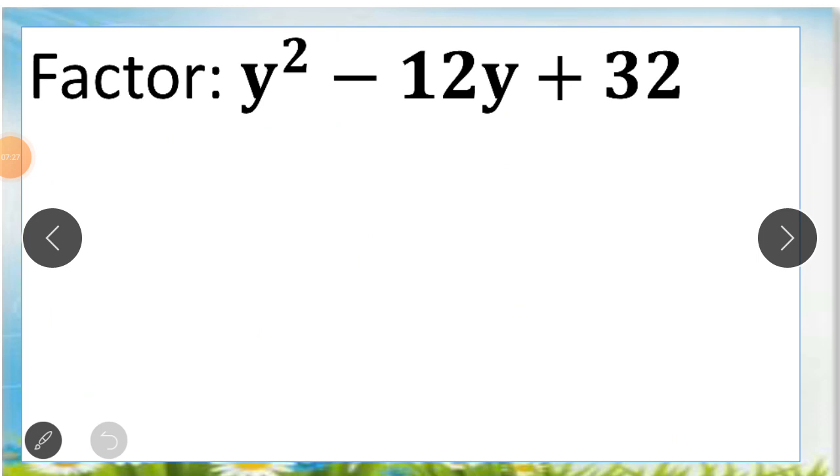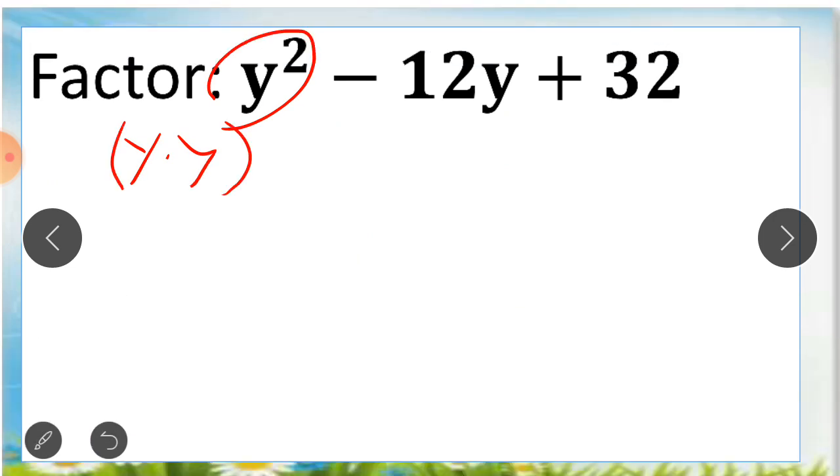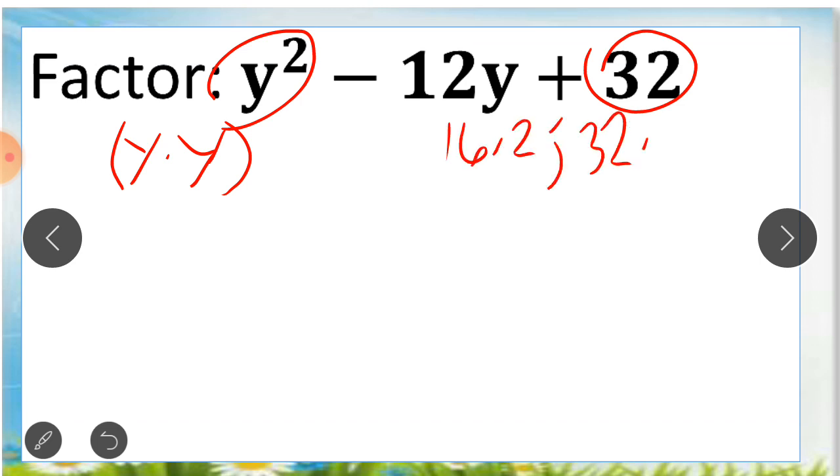Okay, let's have another one. So first step, get the factors of the first term. Y squared, the factors are y times y. Then factors of 32. So we can have 16 times 2. What else? 32 times 1. 8 times 4.